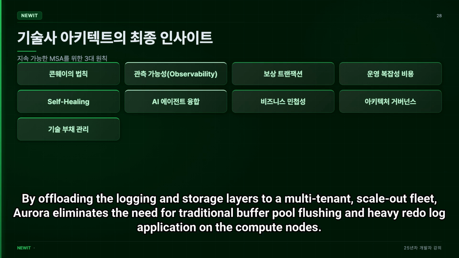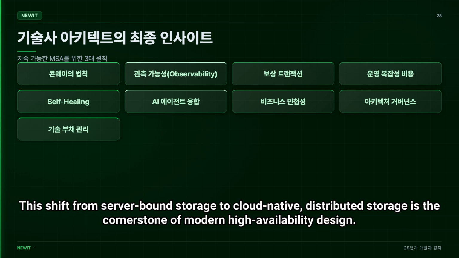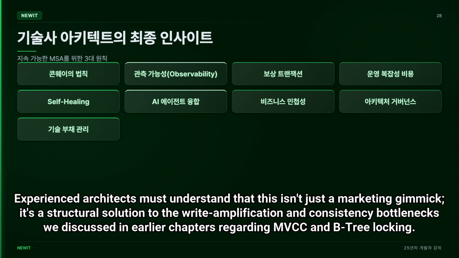By offloading the logging and storage layers to a multi-tenant, scale-out fleet, Aurora eliminates the need for traditional buffer pool flushing and heavy redo log application on the compute nodes. In this model, only the redo log records are sent across the network, significantly reducing traffic and enabling sub-minute failover and rapid scaling. This shift from server-bound storage to cloud-native, distributed storage is the cornerstone of modern high-availability design.